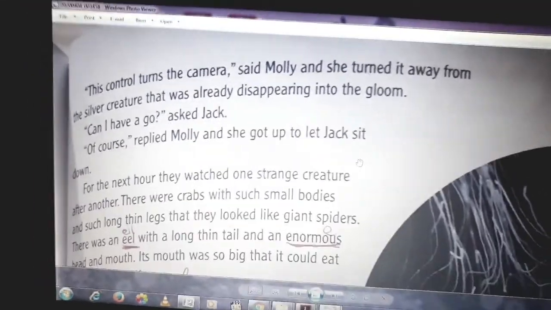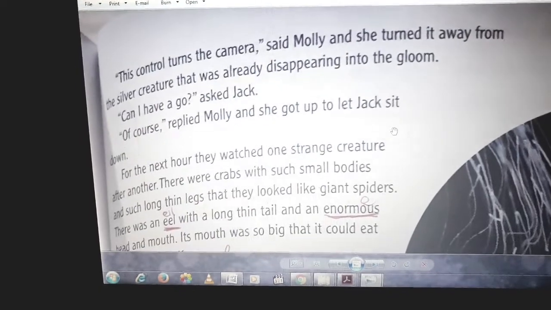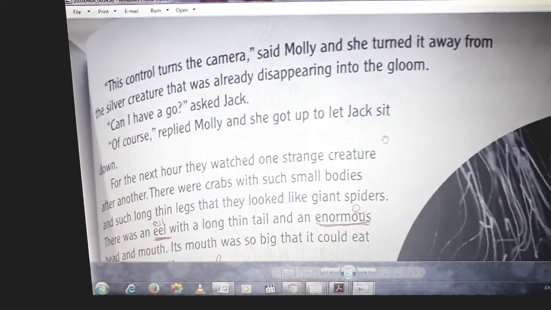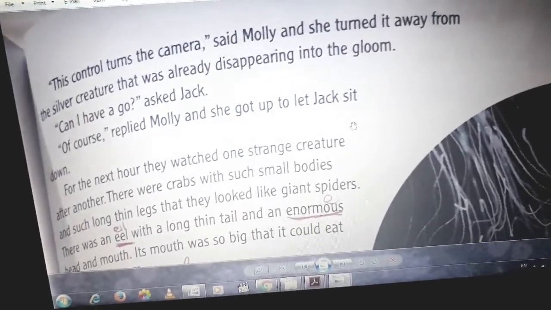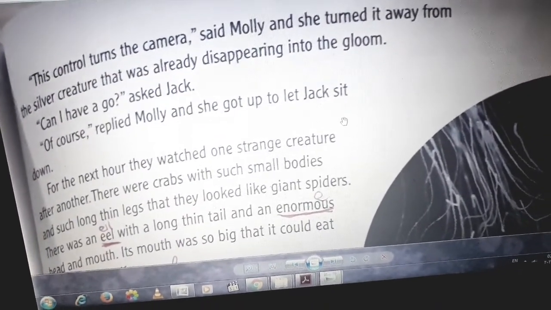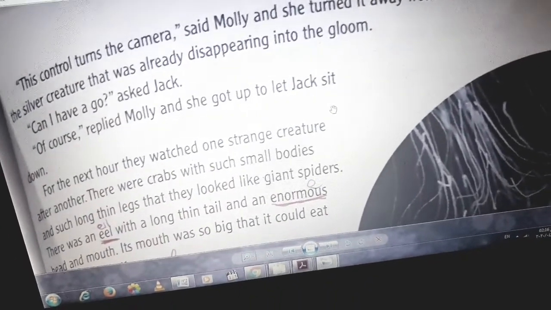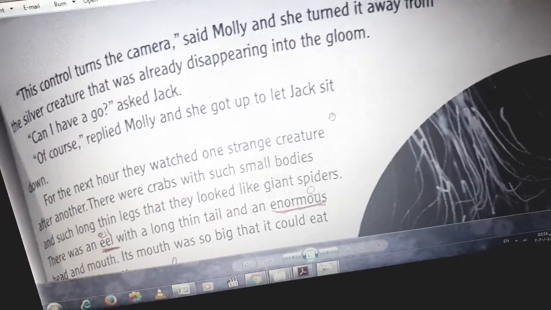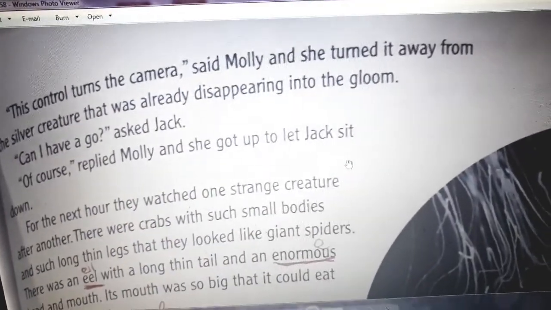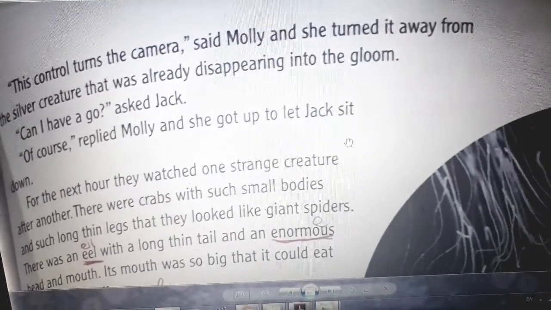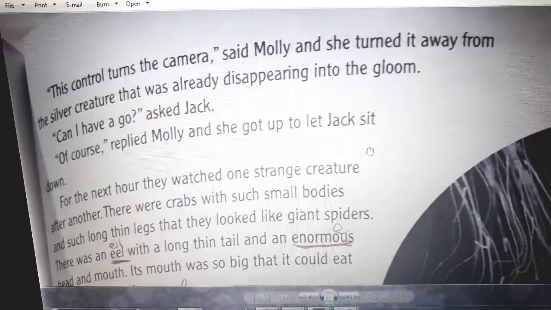Let's continue. As we said before, the first creature was red with tiny tentacles. It looked like what we said, a Chinese lantern. Okay, guys. And after that they saw a silver creature, silver, or it could be gray depending on the color, as we said, and we described it and talked about its characteristics.